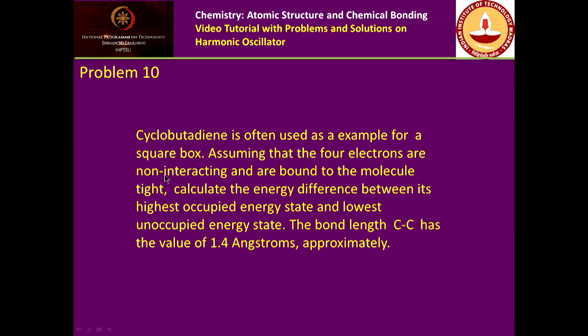So, if the 4 electrons are assumed to be non-interacting and are bound to the molecule tight, you can calculate the energy difference between, again, the highest occupied energy state and the lowest unoccupied energy state. It is a square box and you are given the bond length. Therefore, you can calculate the sides of the square, that is the length of the box. So, let us see the answer. E n1 n2 is h squared by 8m L square. For a square box, this is problem 10. n1 square plus n2 square.